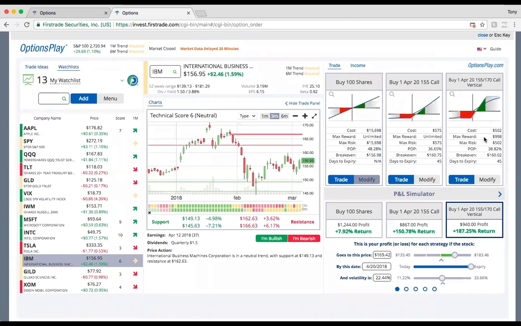Wayne is asking, are there any spots in this app that show implied volatility? Absolutely. As you can see here at the bottom, there's a slider called "and volatility is."